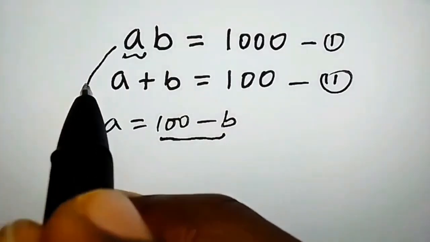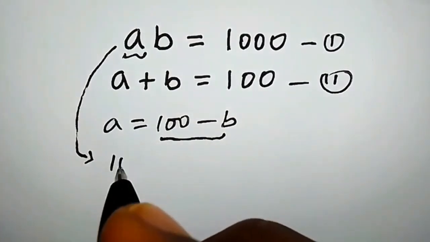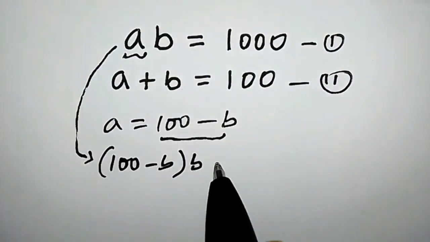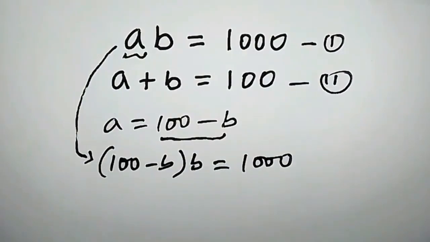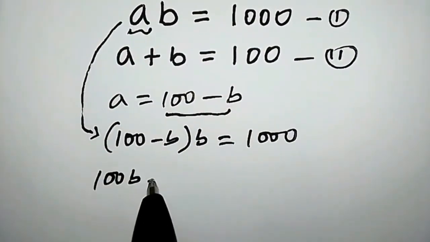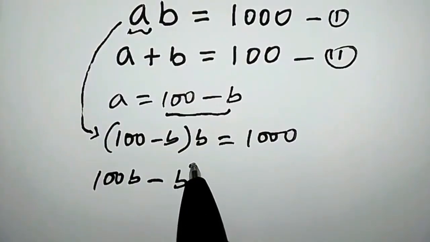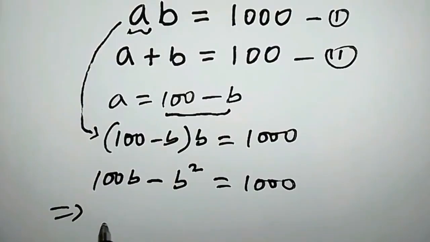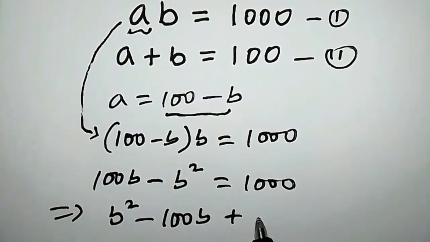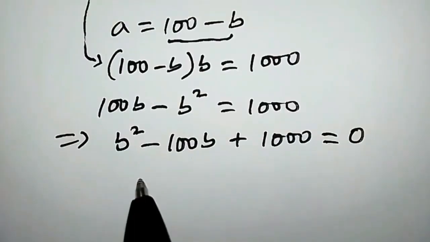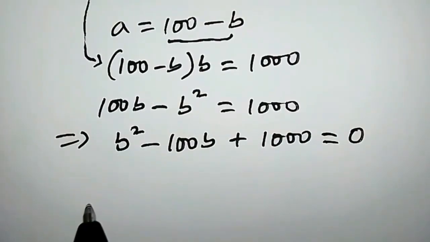That means from here, we are going to have (100 minus b) times b equal to 1000. Let's continue. 100 times b, that is 100b, minus b times b, that is b square, equal to 1000. This implies that b square minus 100b plus 1000 is equal to 0. We can solve this quadratic equation using the complete the square method.